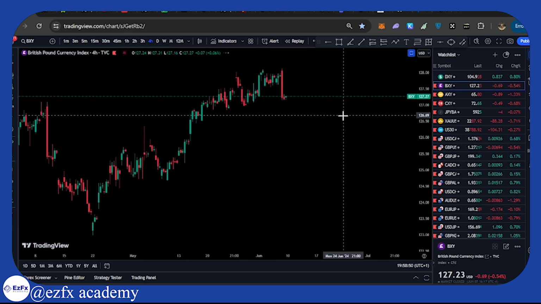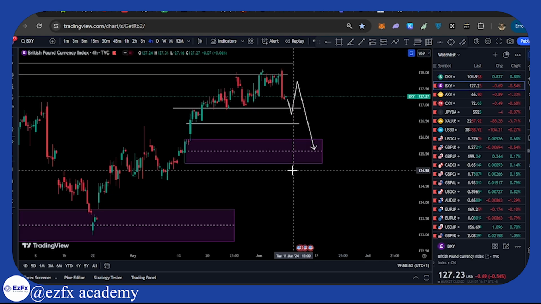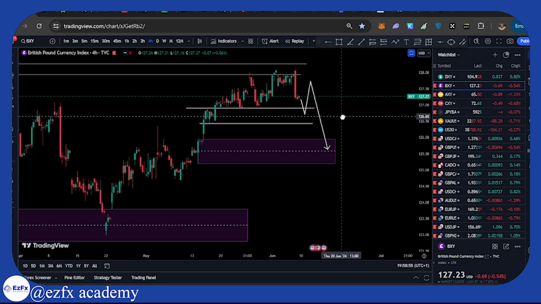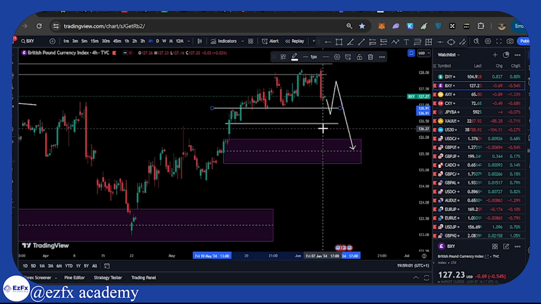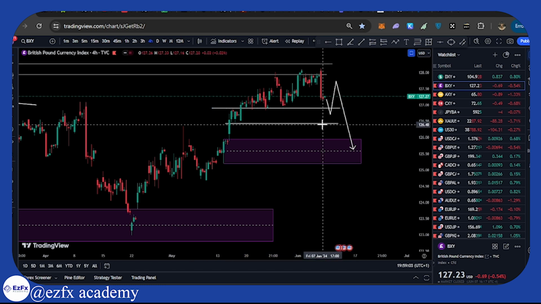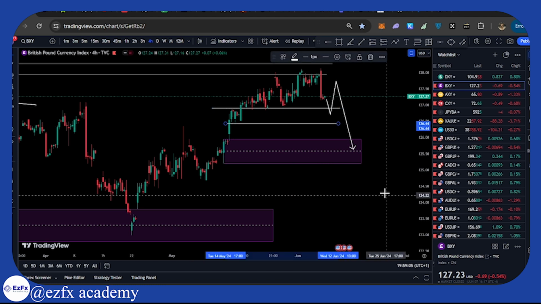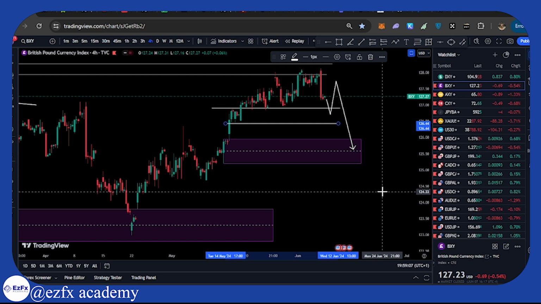Next up, let's look at BXY. For BXY, I have something quite complex here, so I'm going to quickly explain it. Probably I should just give you this range, this is between 126.91 and 126.44. So I'll be watching out for the possibility of price.